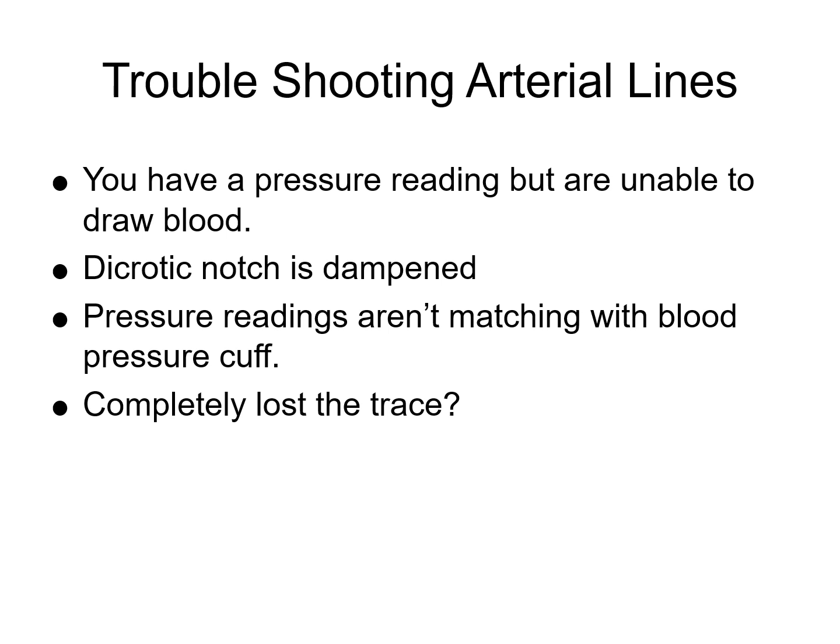There are troubleshooting things that we'll be talking about coming up, even right here on the next slide. You have a pressure reading, but you're unable to draw blood. These are different things you might encounter when managing the art line. The dicrotic notch is dampened. The pressure readings aren't matching the blood pressure cuff, or you've completely lost the tracing. So, 4 different instances here, and we'll talk about ways to troubleshoot.